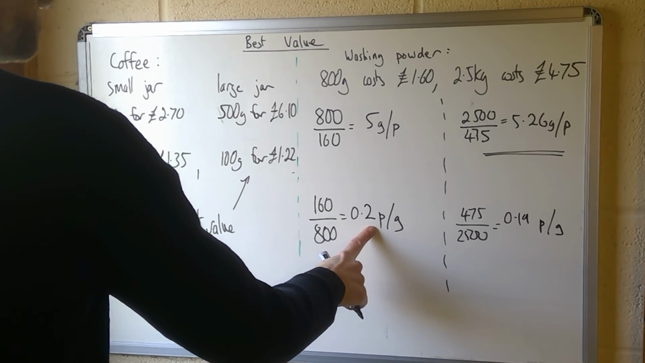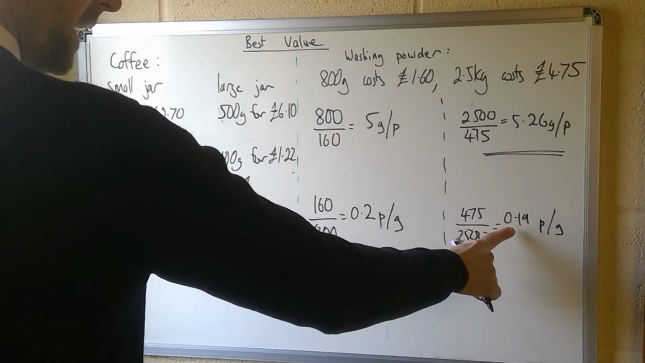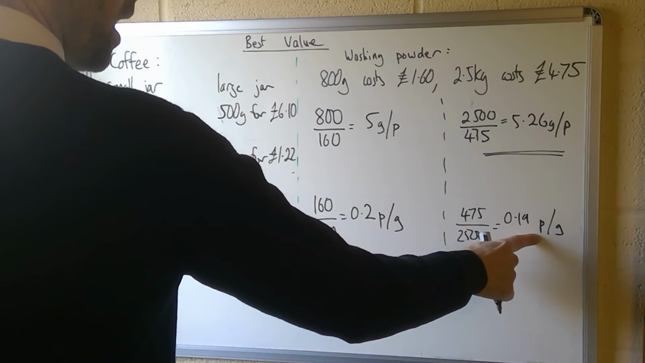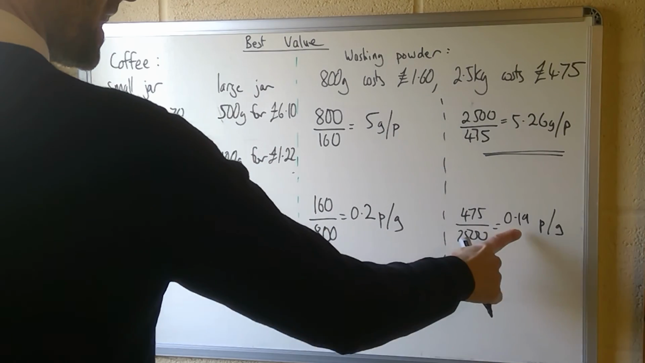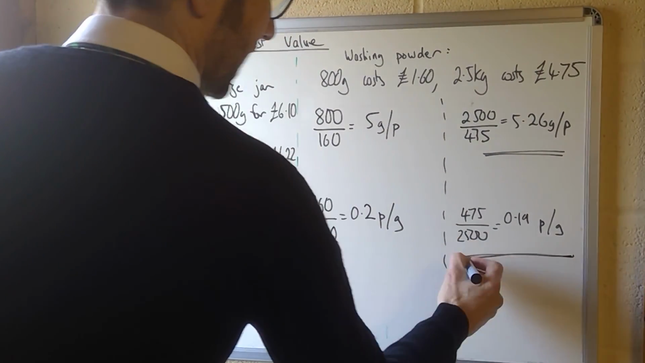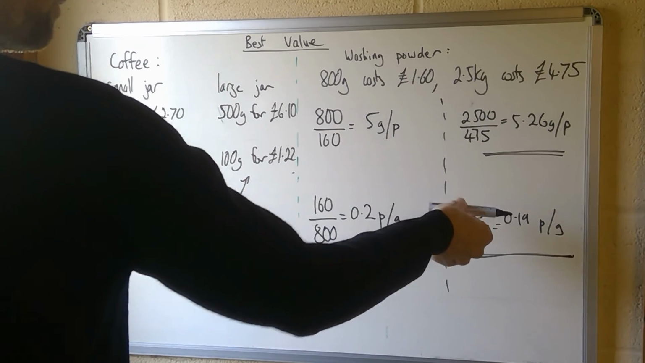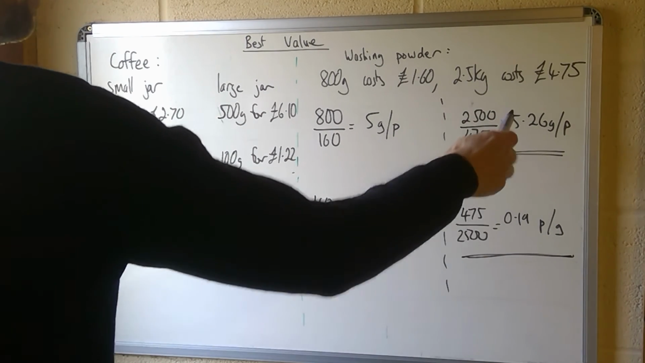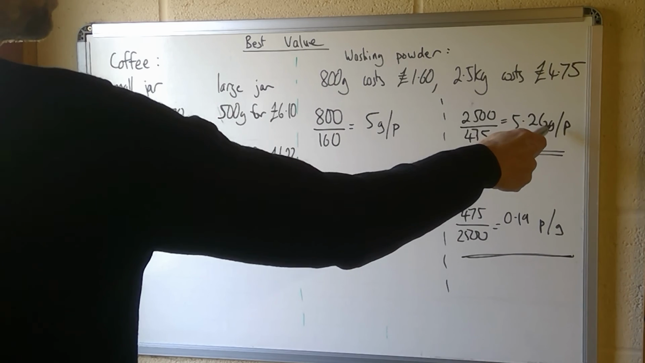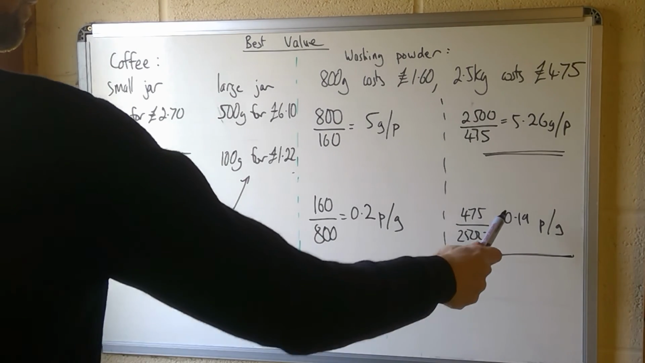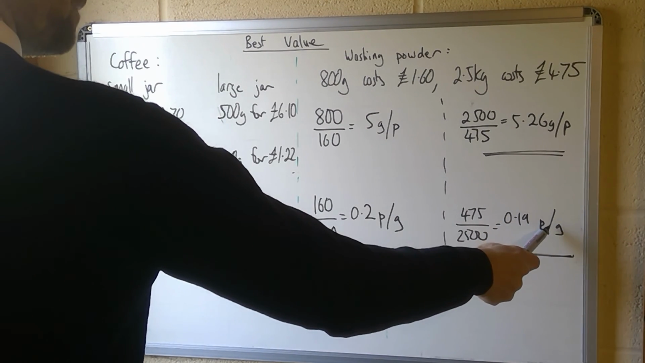So this time I'm comparing how much it costs for 1 gram. So 0.2 pence for 1 gram. Here it's only 0.19 pence per 1 gram, so it's less money here. So once again, as expected, this one's better value. So we've got two different ways of comparing it. Here we're looking for the larger amount of grams per pence, but here we're looking for the smallest amount of pence per gram.